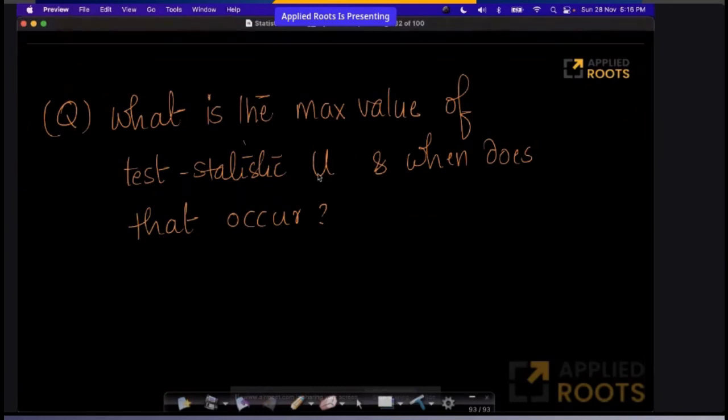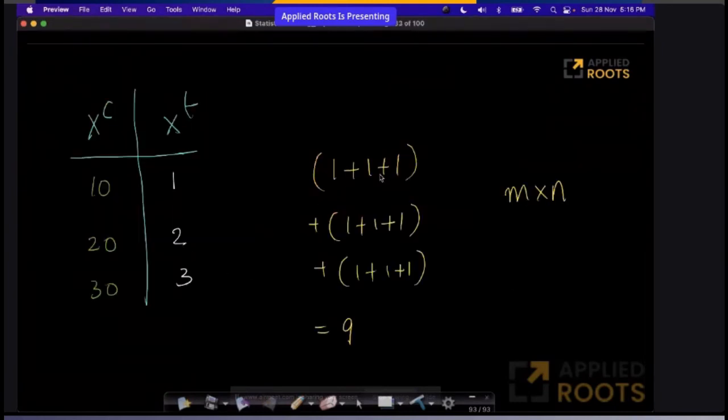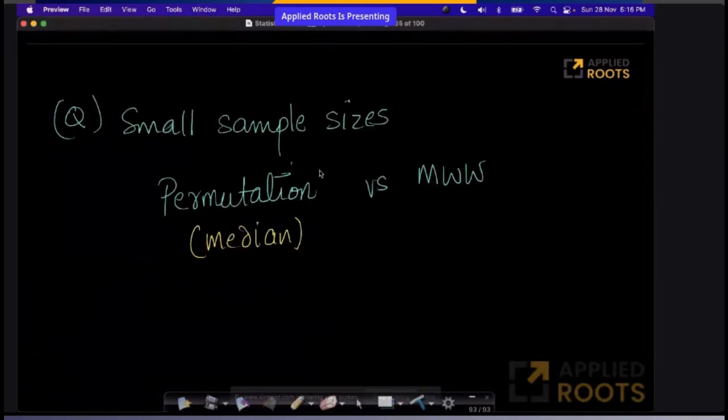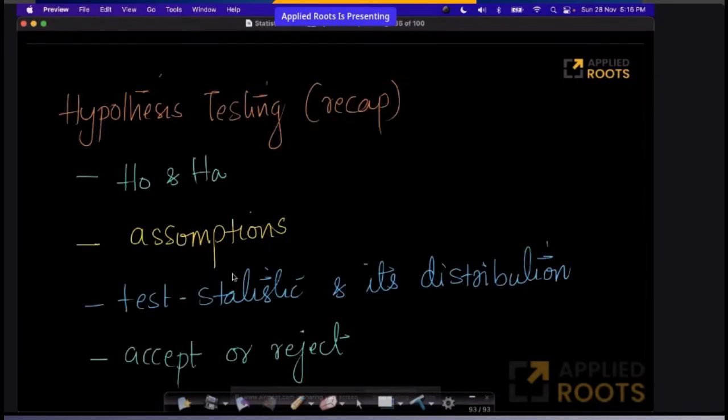So we discussed the max value of the test statistic, which is M times N. We showed it with a simple example, and we saw some simple Python code. The key takeaway is that for the same small-sized samples, the Mann-Whitney U was more powerful in avoiding type 1 and type 2 errors than the permutation test, because Mann-Whitney U is looking at all pairs. And the test statistic itself has a very nice normal distribution, while in the case of permutation, there is nothing of that sort.